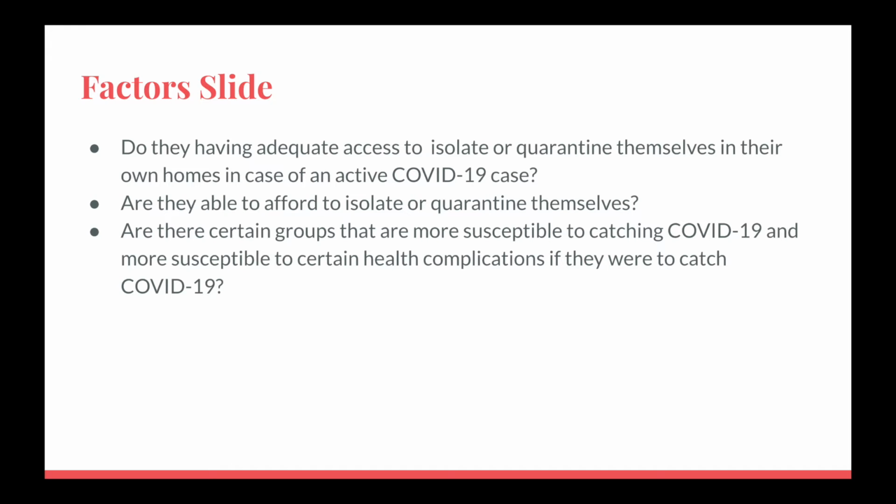So moving on, when considering this overarching question, you start to think what factors could have contributed to high rates of COVID-19 in minority and ethnic groups. And so I started to provide a couple of questions such as, do they have adequate access to isolation or quarantining in their own homes in case of an active COVID-19 case? Another could have been, are they able to afford to isolate or quarantine themselves? And lastly, are there certain groups that are more susceptible to catching COVID-19? And are they more susceptible to certain health complications in case they were to catch COVID-19?